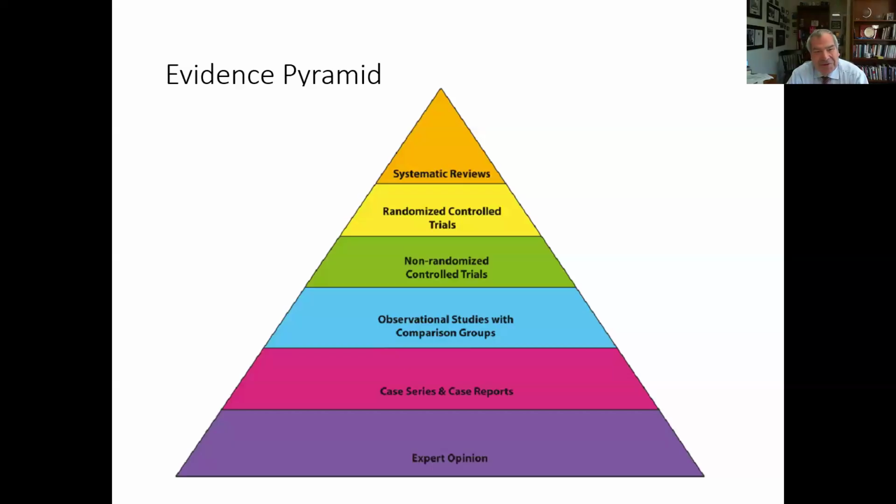But we also think there are a lot of expert opinions, and a lot of people have those. As we move up, we go to case series and case reports, which we'll talk about, and observational studies. Then at the top are the randomized controlled trials and systematic reviews of these more sophisticated studies. We're going to focus mostly today on case series, observational, and cohort studies.